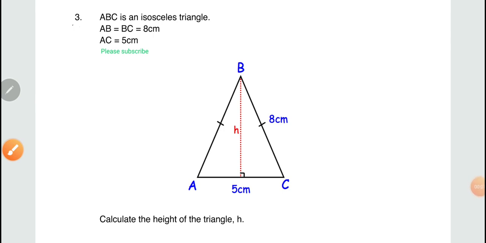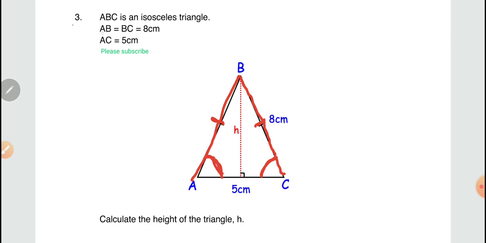ABC is an isosceles triangle. What does isosceles mean? It means it's a triangle which has two sides that are the same length, and this dash shows which two lengths it is. So it's this length here and this length here. These two lengths are the same, and just out of interest, this angle here is going to be exactly the same as this angle here.